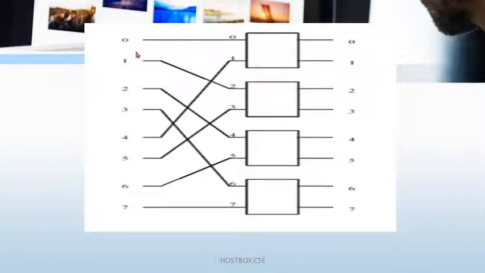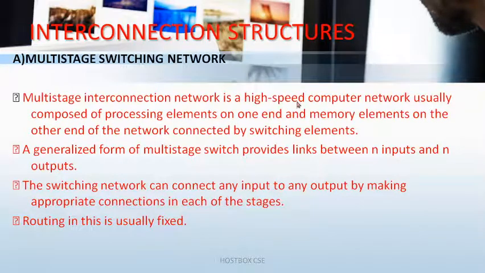So this is a diagram with inputs 0 and 1 and this output structure. Like that, multi-stage will be there: stage 1, stage 2 and so on. Let's go for some points here. It's a high-speed computer network, usually composed of processing elements on one end and memory elements on the other end of the network, connected by switching elements. Also, a generalized form of multi-stage switch provides links between any inputs and outputs. The switching network can connect any input to any output by making appropriate connections in each of the stages, and routing is usually fixed.